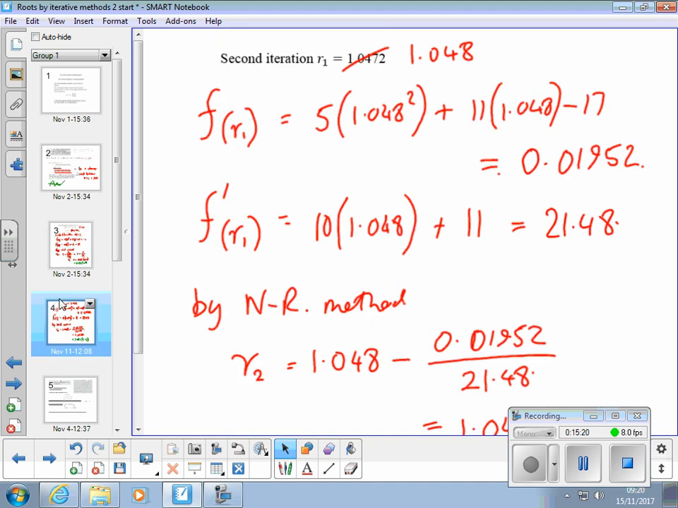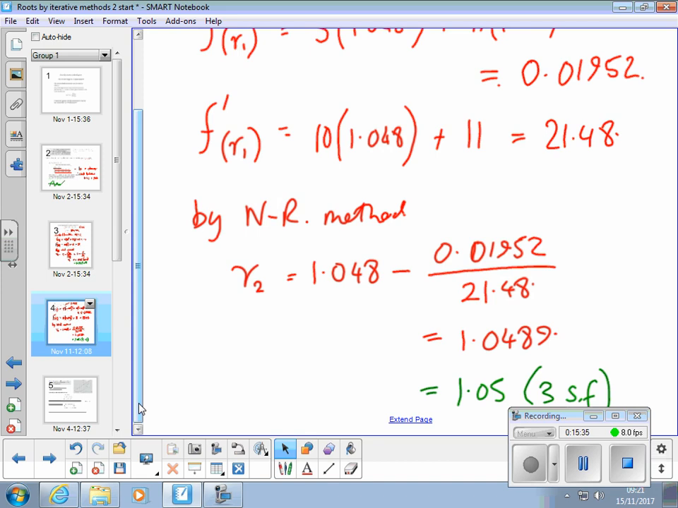We then go through that same process again, so we've got a second iteration with our new best guess. Put those figures into the function and first differential, using Newton-Raphson's method to come up with an even closer guess, which in this case rounds to the same value, and therefore you get the same value rounded twice, you stop. Estimate of the root of this function is 1.05.